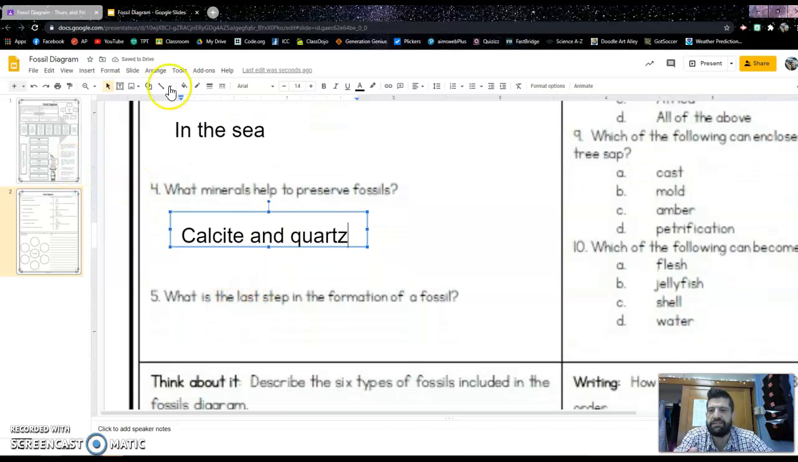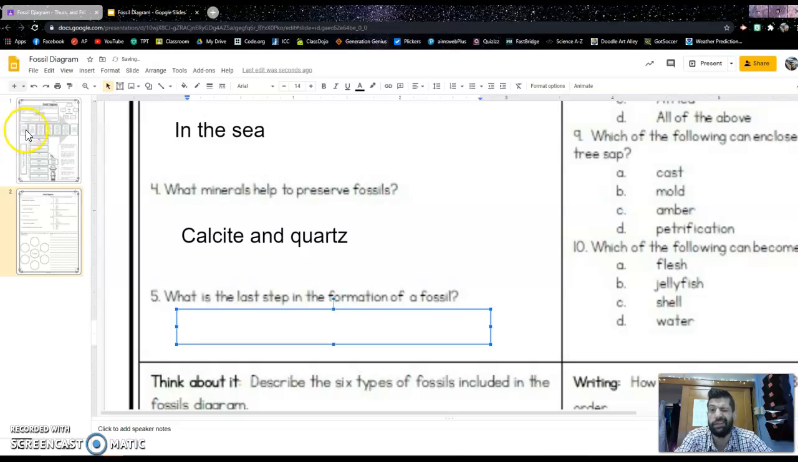And what is the last step of a formation of a fossil? Going back, thinking of that on here, if we look, this was the steps over here. What was the last one? It's not really the formation of a fossil, but it's the last step of the fossil process, that a paleontologist finds it. We could say that the paleontologist carefully uncovers the fossil from the rock, but we'll just keep it short and sweet. Paleontologist finds it.